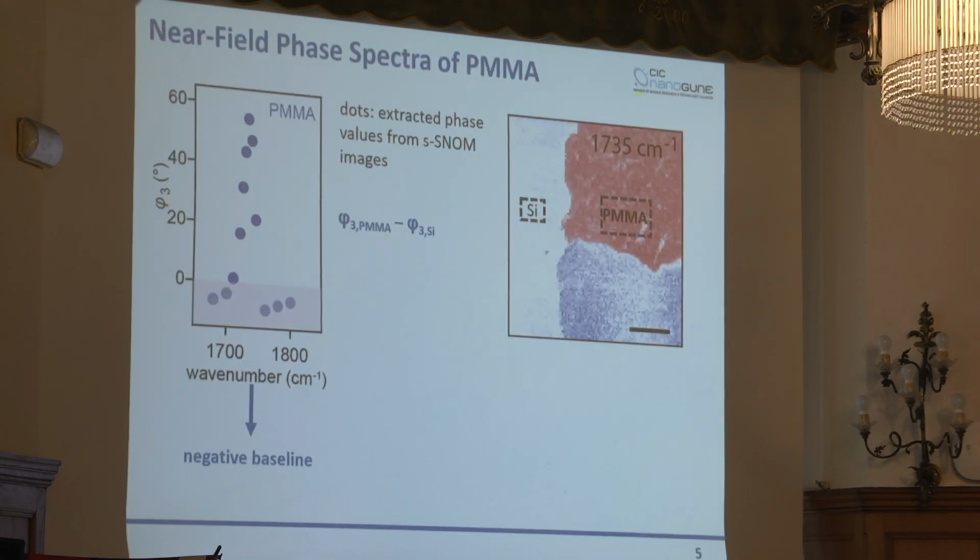So what we did is we took a series of images with different wavelengths along this PMMA absorption peak, and we were determining the phase on the PMMA in comparison to the substrate. And this is what you can see here. You can clearly see that in the region where the PMMA is not absorbing, we have this negative baseline, and then the PMMA starts absorbing, and we get these positive phase values.